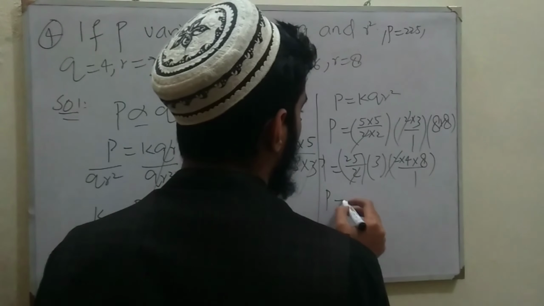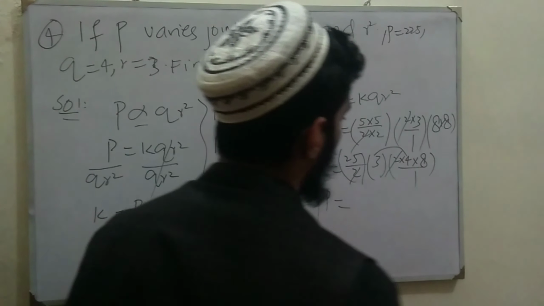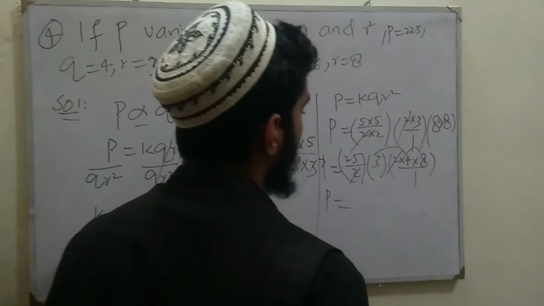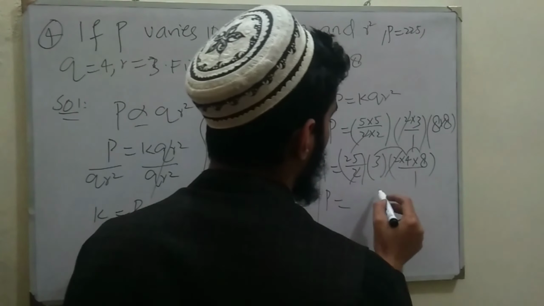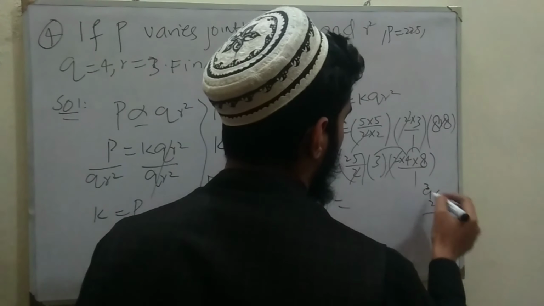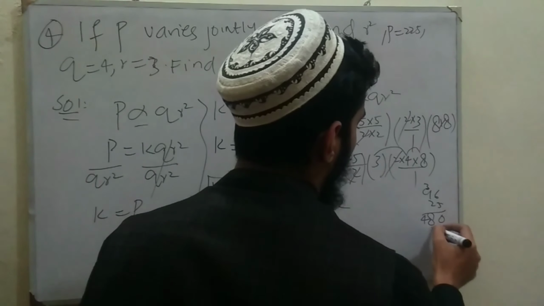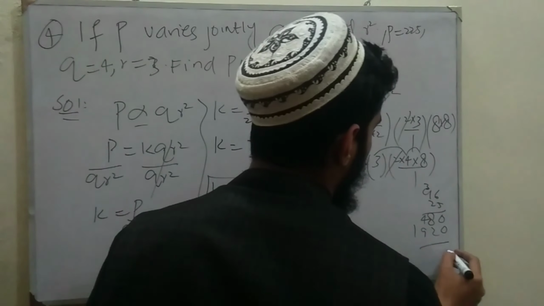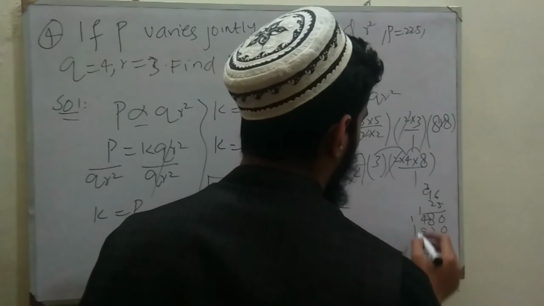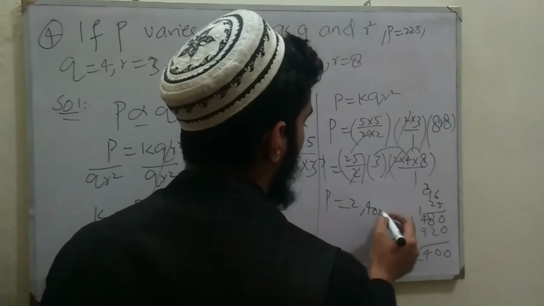So the value of P is equal to 4 multiplied by 3, which gives us 12, and 12 multiplied by 8 gives us 96, and 96 multiplied by 25 gives us 2400. So the value of P in this case is 2400.